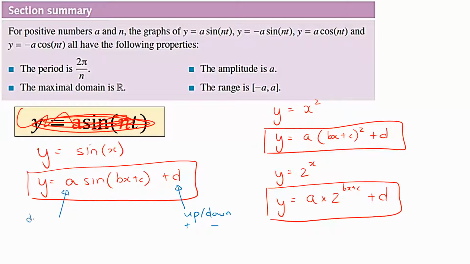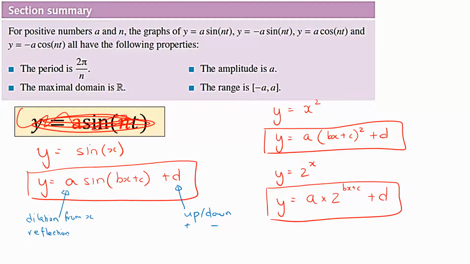It's a dilation, which means stretching from the x-axis, so it's stretching vertically. You're playing around with the y values. You make it thinner or wider vertically. Yeah? And it also has a reflection.